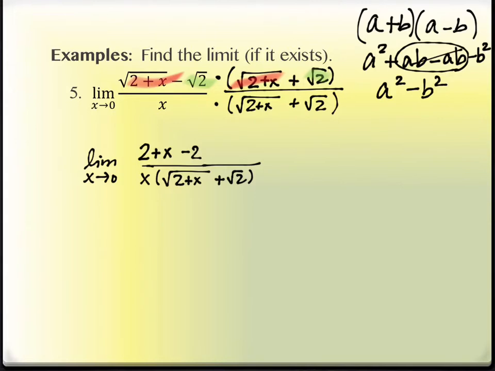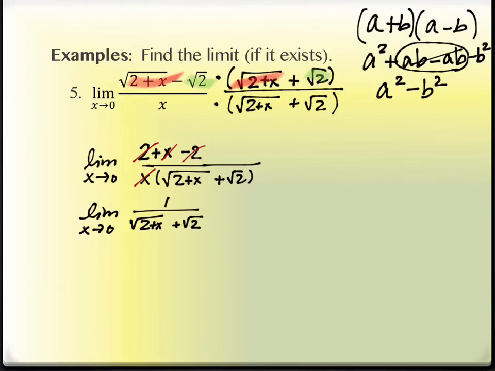What do you notice happens in the top? Yep, the 2's cancel. And so now I only have x on top. But not only do I have x on top, I have a factor of x on the bottom, right? So those will also divide out. So this divides with this one. That happens only because it's a multiple on the bottom, right, a factor of it. So now I have the limit as x goes to 0 of 1 over square root of 2 plus x plus the square root of 2.